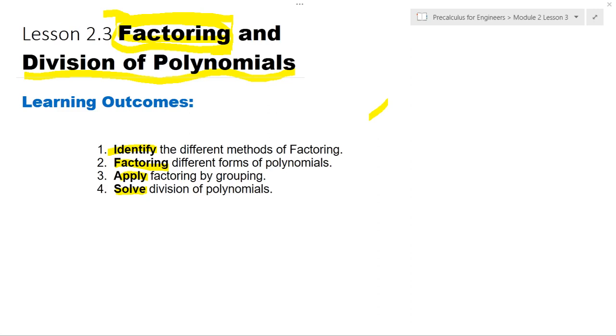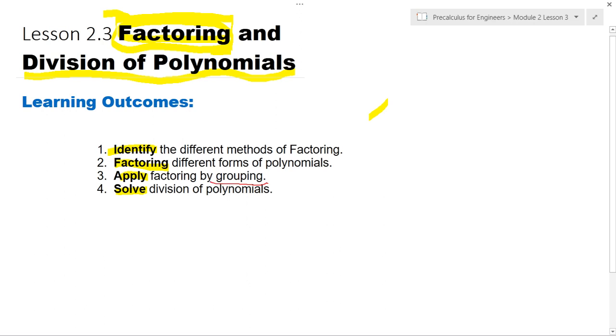So for lesson 2.3, this is all about factoring and division of polynomials. The division of polynomials is just added information for this lesson. Here, you'll be able to identify the different methods of factoring. Then, if you know those methods, you can now factor different forms of polynomials. And then we also have factoring by grouping here.